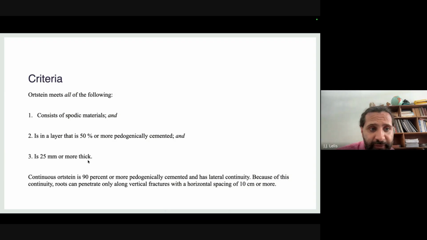The criteria: it's composed of spodic materials, as I said, and at least 50% is pedogenically cemented, so it should be cemented by the interaction between organic matter and aluminum and iron. It should register at least 25 millimeters, just millimeters, you can see. And the continuous ortstein is 90% or more cemented and has lateral continuity. Because of this, roots hardly can penetrate.